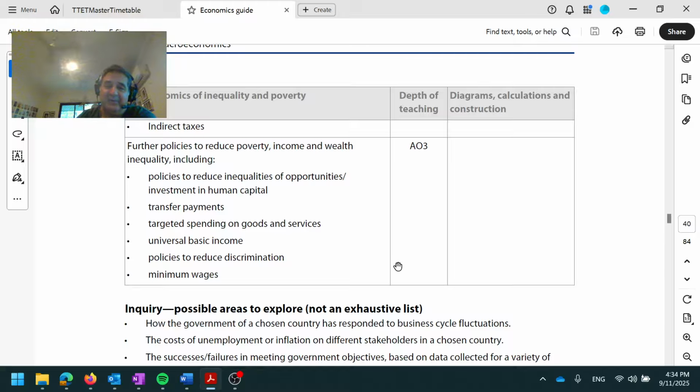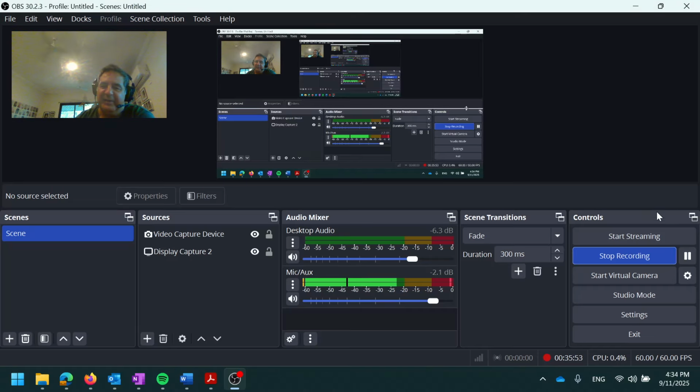Obviously Brisbane Roar have scored in the background. There can be targeted spending on goods and services. I think I might pause there because it's a little bit loud.